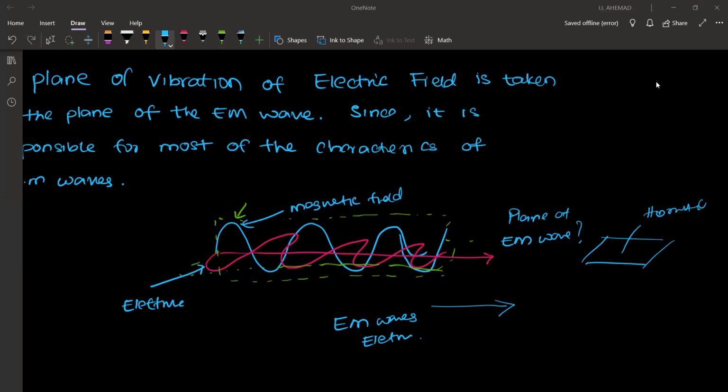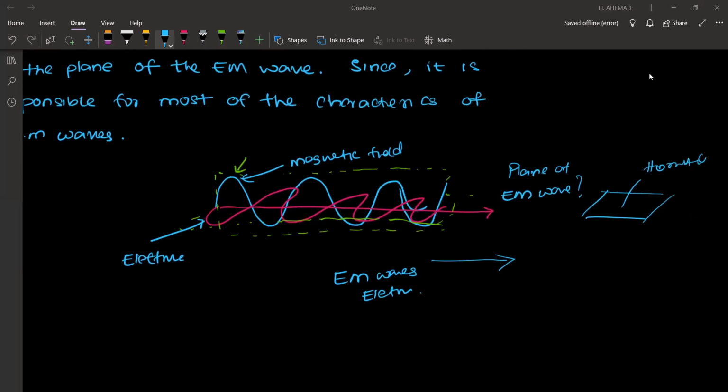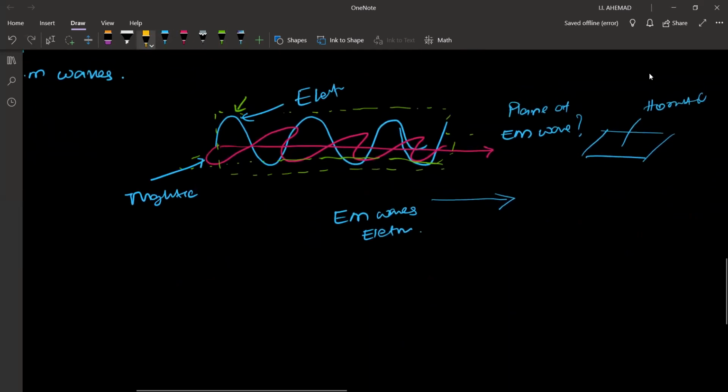No, you can consider the other way also. You can consider this one as the electric field and this one as the magnetic field. It can be in any plane, not only horizontal. It can be in a plane like this, and the angle between these two planes is 90 degrees. Let's say this is the electric field, then this will be the magnetic field. Got it?